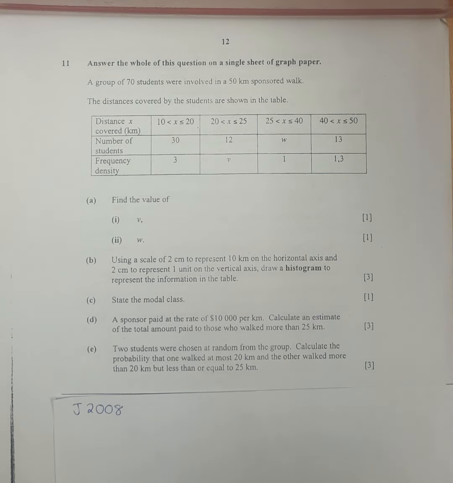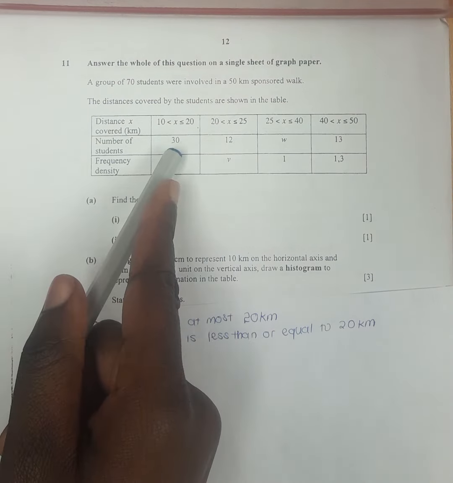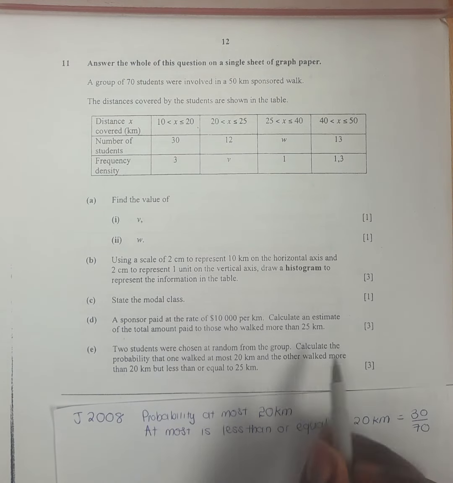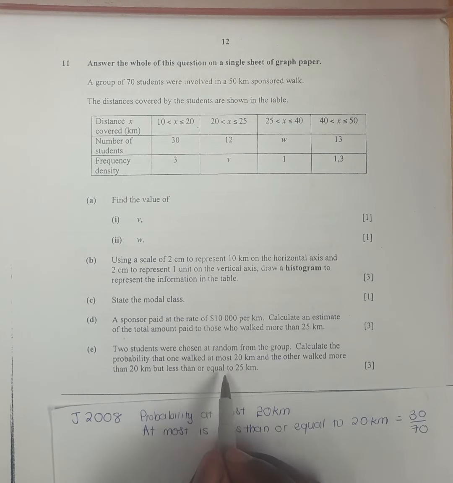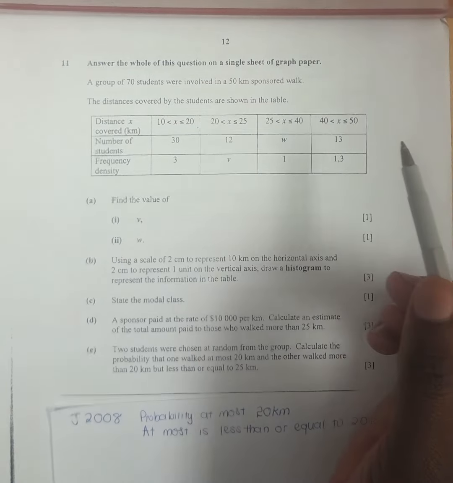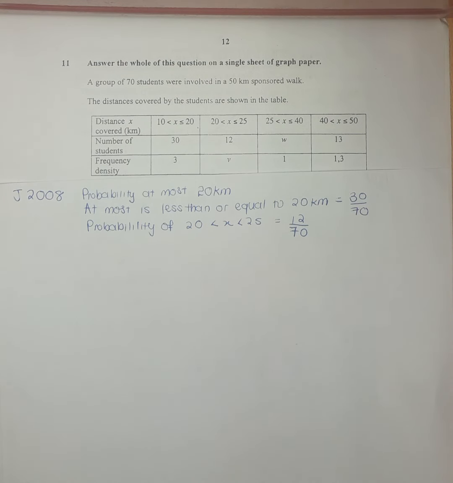So first we are going to write the probability of selecting a student who walked at most 20 kilometers, right? So when we are saying at most, we mean less than or equal to. So for our less than or equal to 20 kilometers, we are having these 30 students. Probability is going to be 30 over 70. Then we need to find the probability of more than 20 kilometers but less than or equal to 25. It is this category. So we write our probability is 12 over 70.